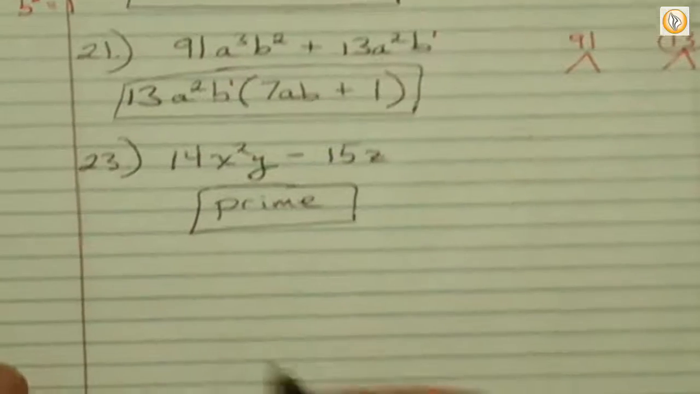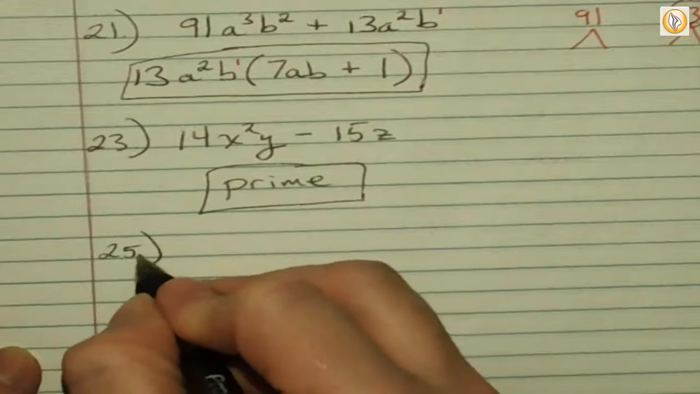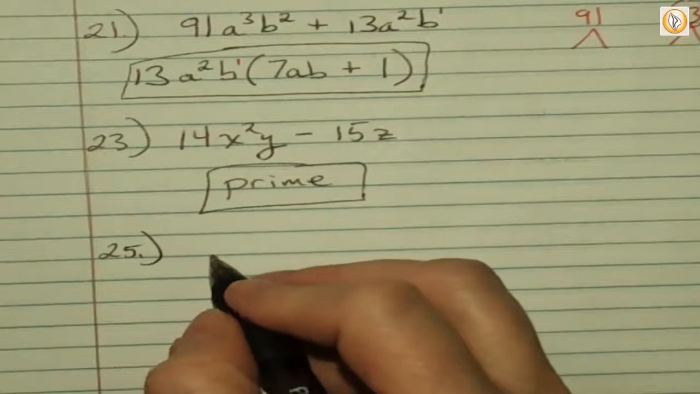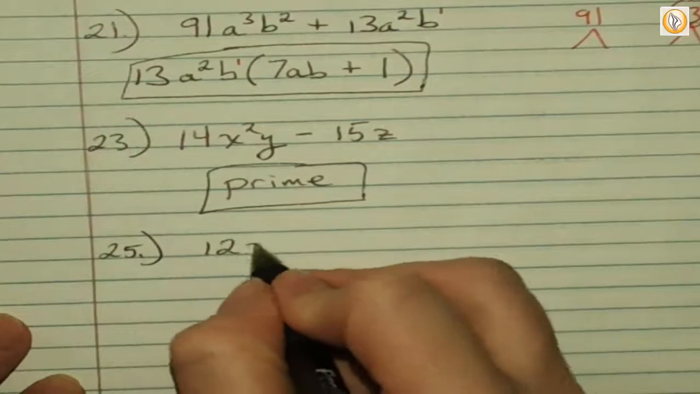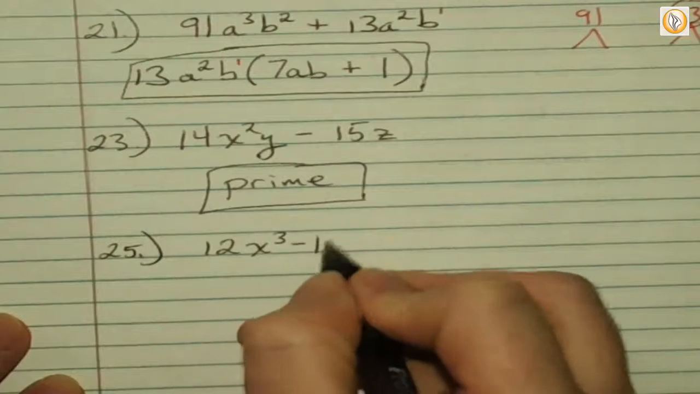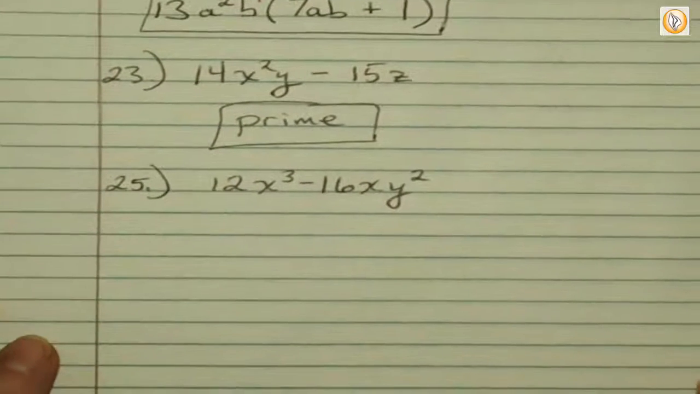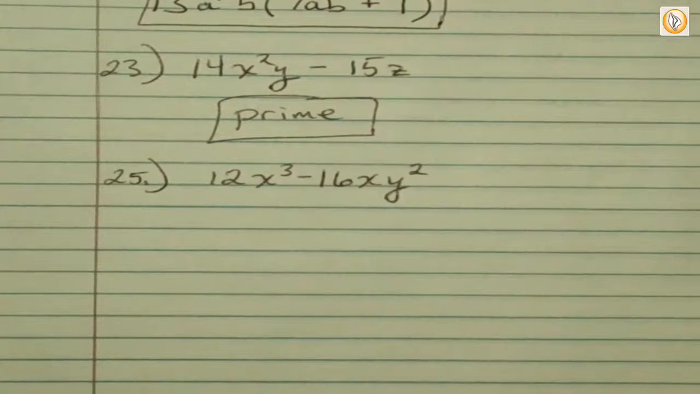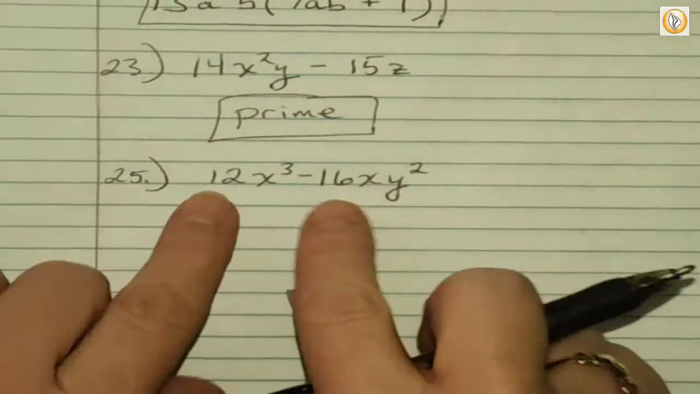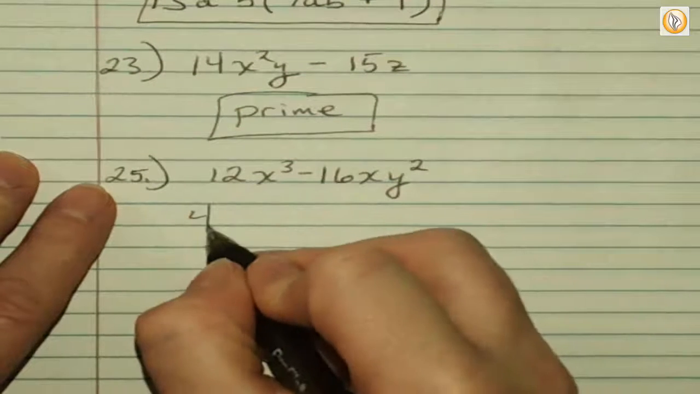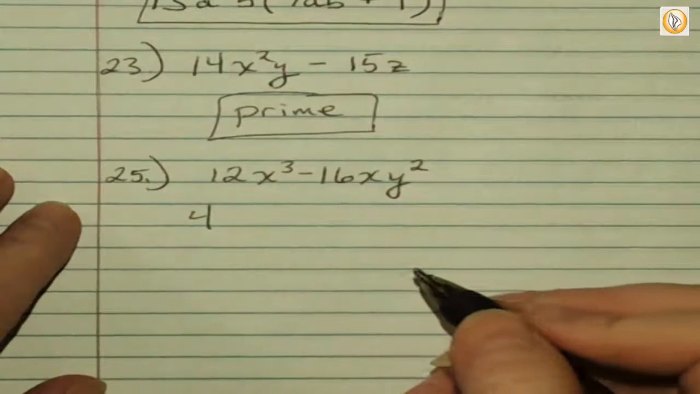All right, let's look at another one. 25. I have 12x cubed minus 16xy squared. Ariel, what can I take out of both? Okay, so looking at the numbers, 4 can come out of them. That's the greatest number. And is there any letter?